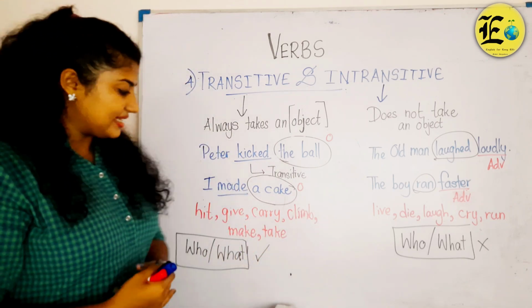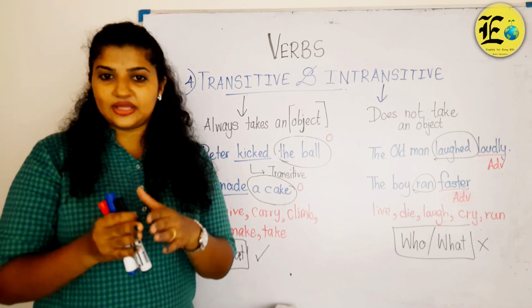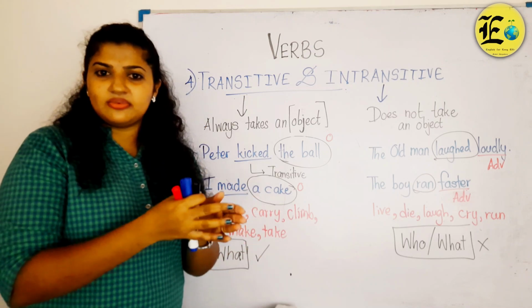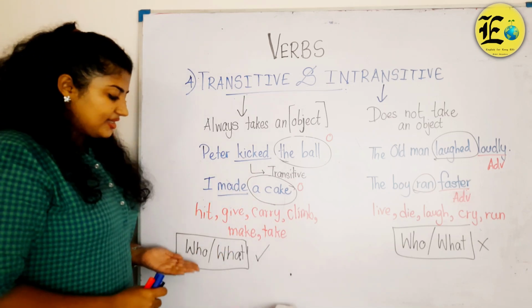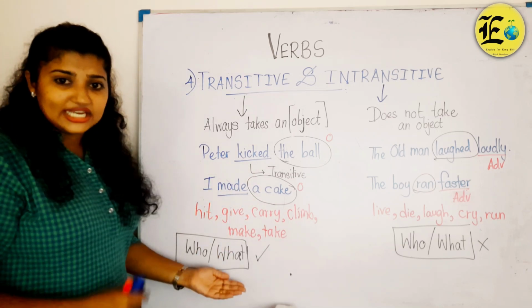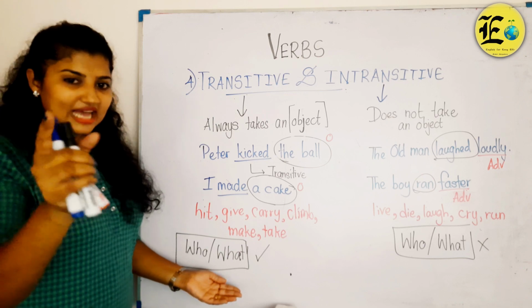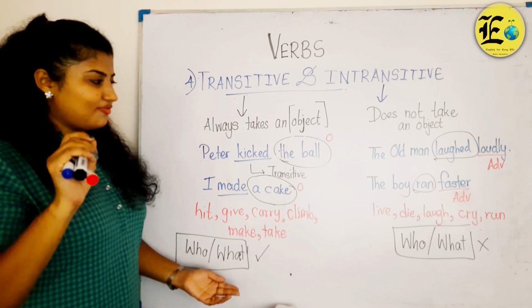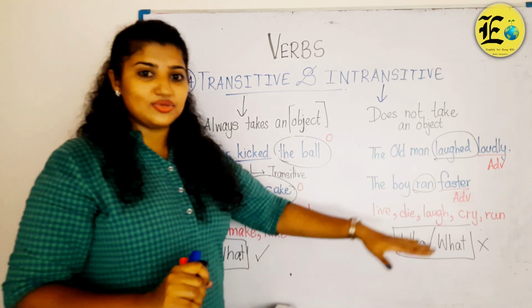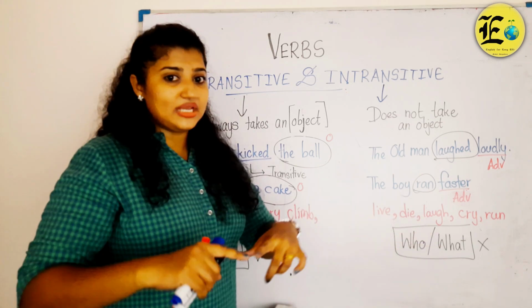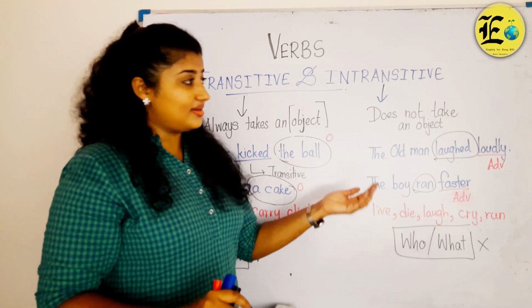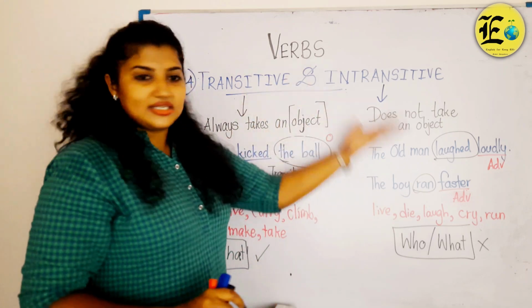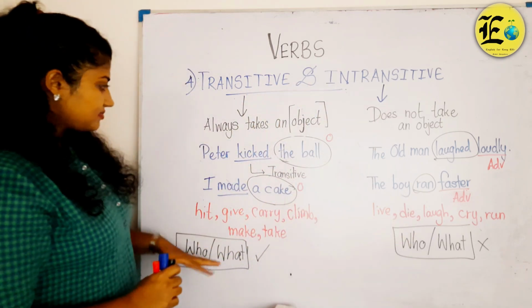One more simple hint, if you want to identify whether a particular verb is intransitive or transitive, go for this. If you ask a question with what or who and if you get the answer, remember that verb is a transitive verb. And if you ask a question using who or what and if you don't get an answer, that means it is not transitive but it is an intransitive verb, like this.